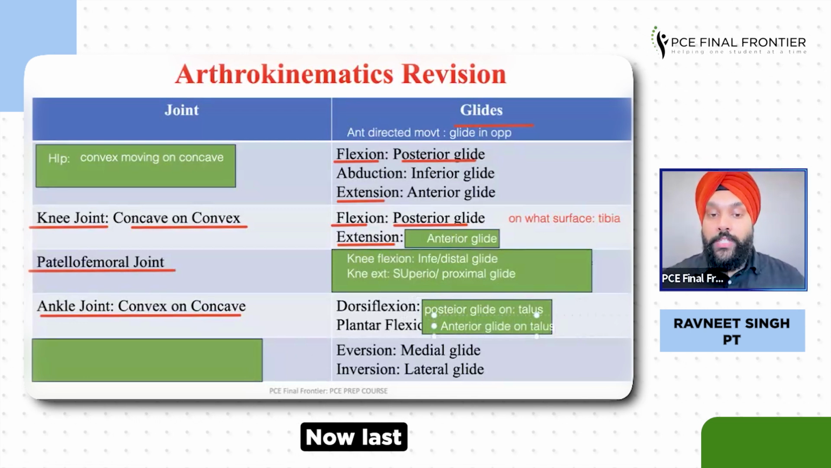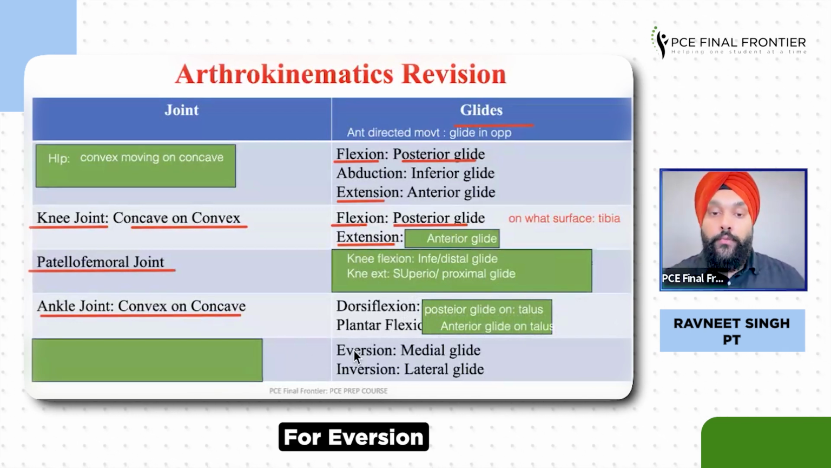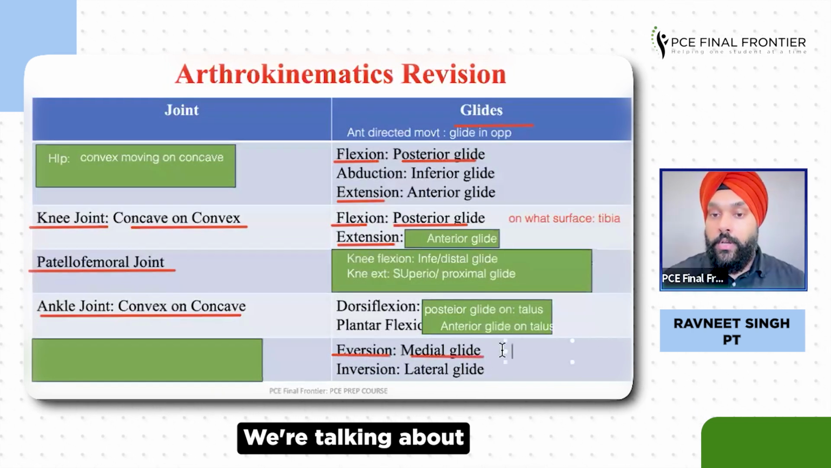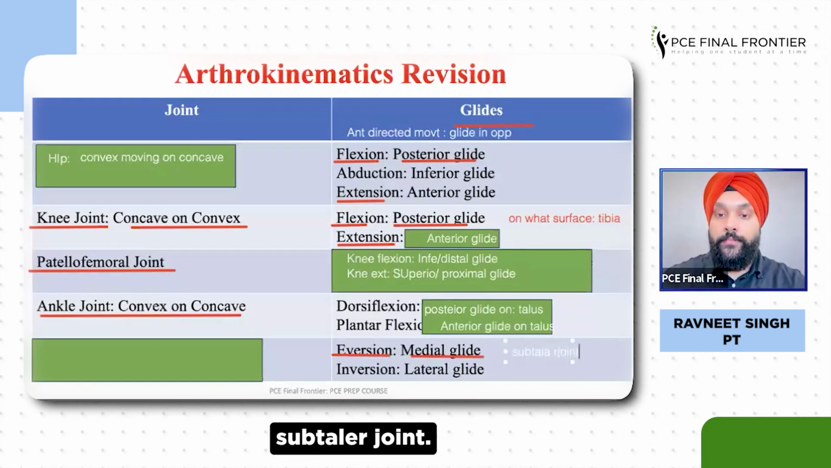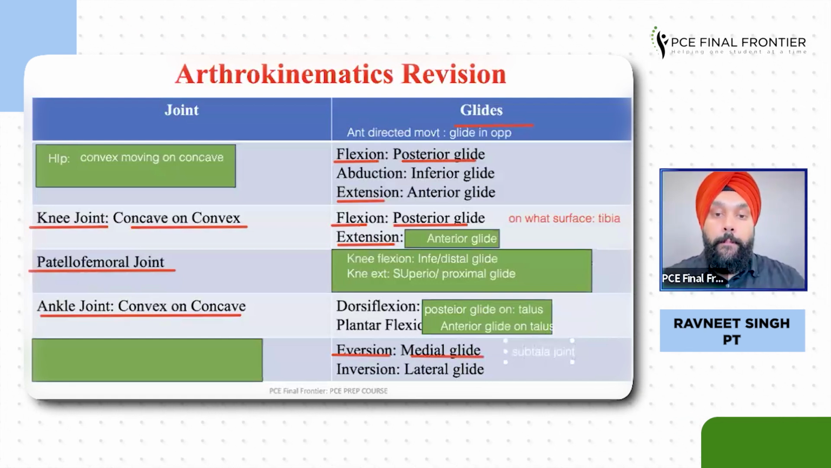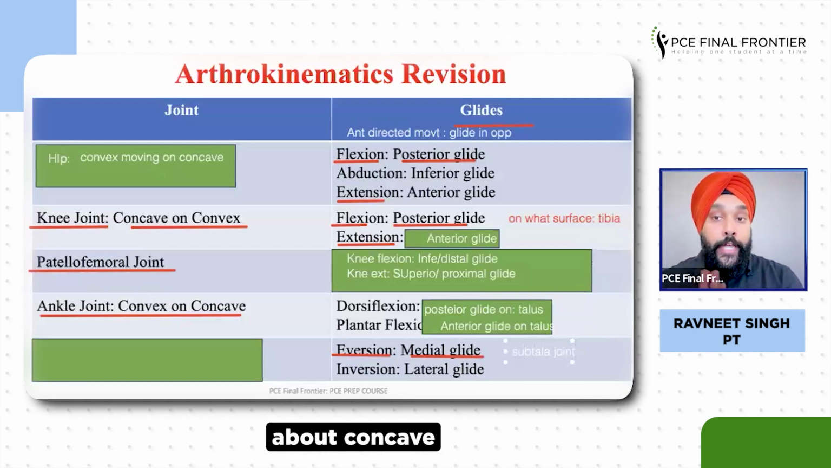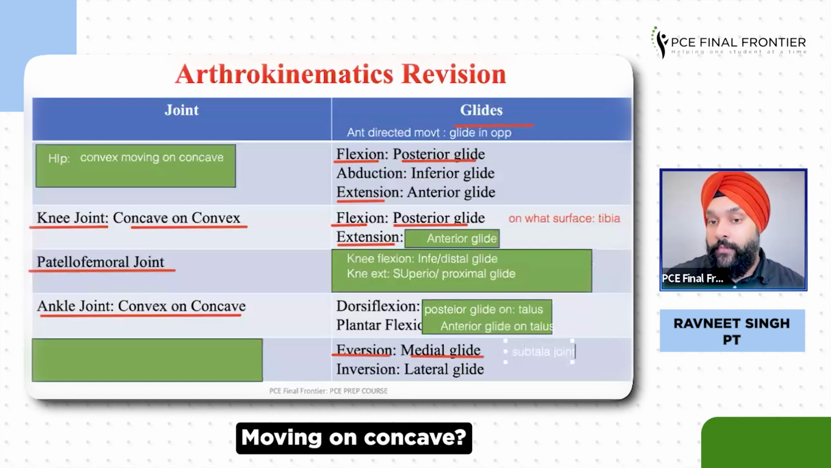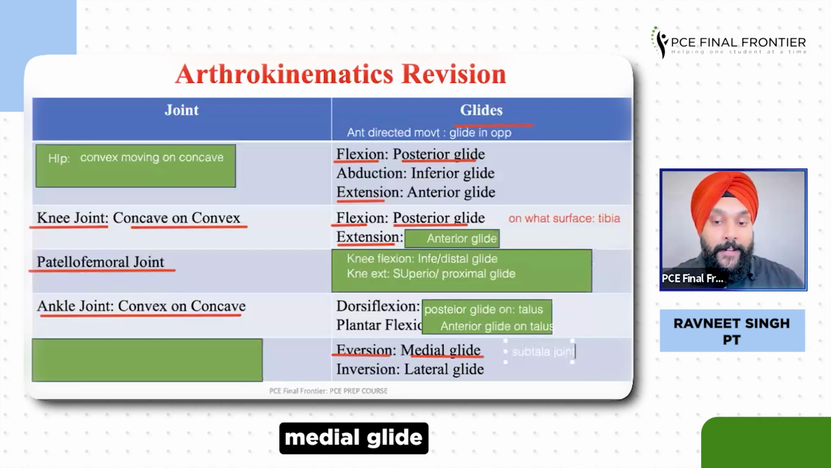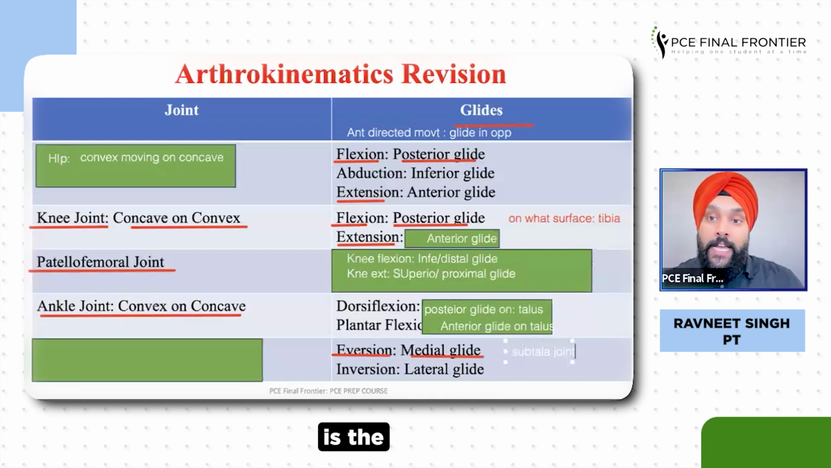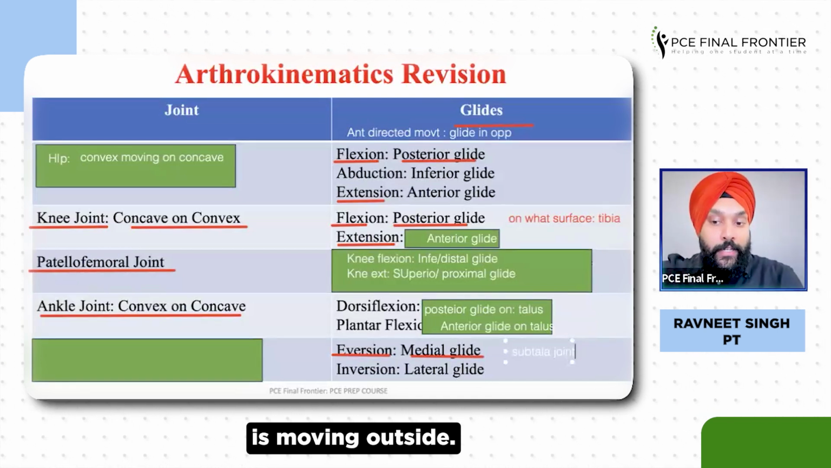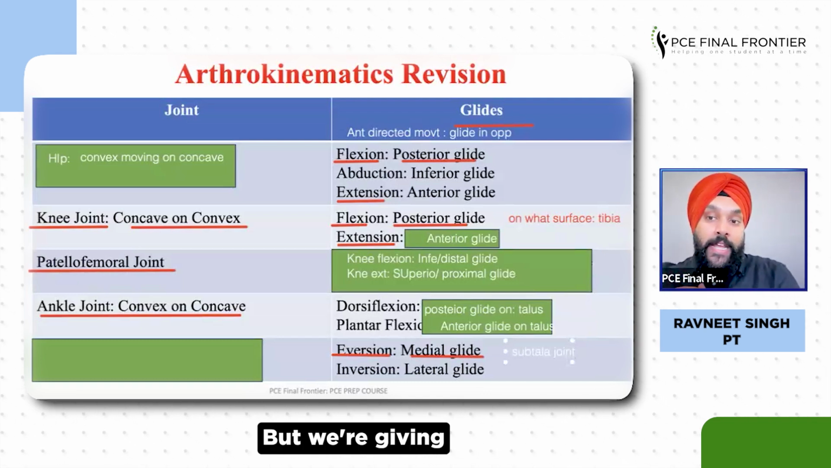Very good. Now listen to this very carefully. For eversion, you're giving medial glide. We're talking about the subtalar joint, right? For eversion, you're giving medial glide. Are we talking about concave moving on convex or convex moving on concave? Eversion is the outer movement. Eversion is that the calcaneum is moving outside, right? But we're giving medial glide.